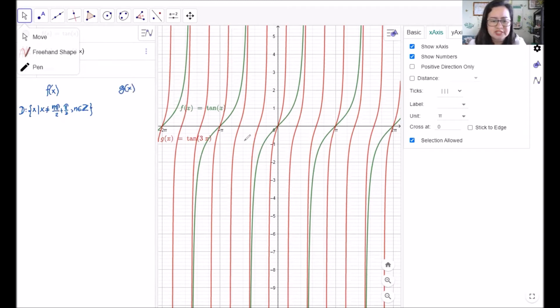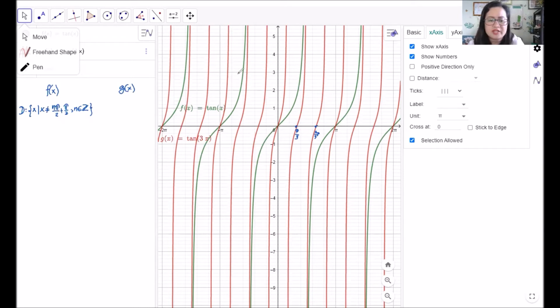So let's determine this. Let's concentrate on the positive side. It seems that the interval from 0 to pi was divided into 3. Let's identify the coordinates of these points. So this will be pi over 3, and this will be 2/3 pi.